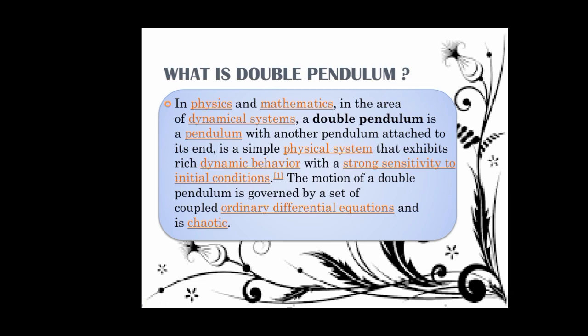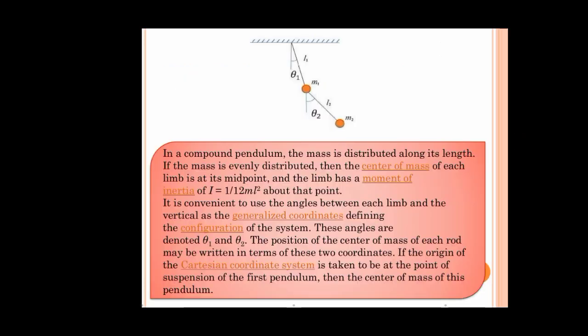It's a simple physical system that exhibits rich dynamic behavior with a strong sensitivity to initial conditions. The motion of the double pendulum is governed by a set of coupled ordinary differential equations and is chaotic. So see the diagram, you will clearly understand. The diagram explanation is below.